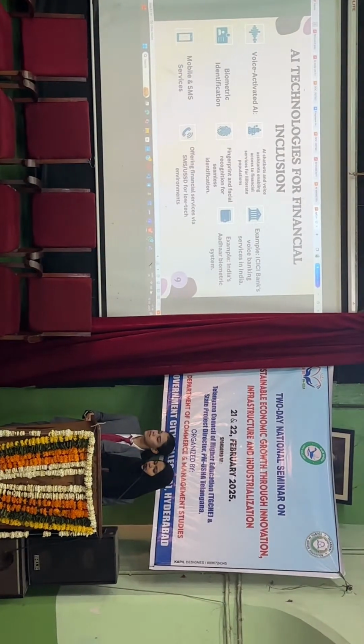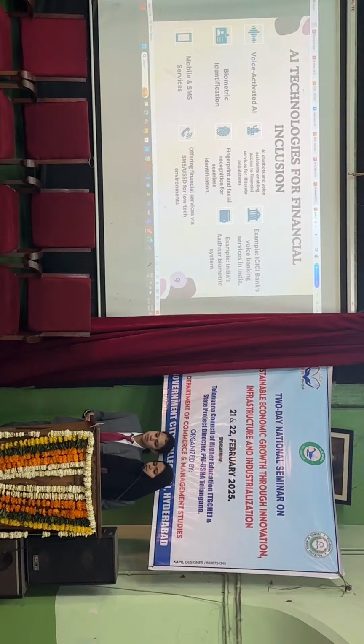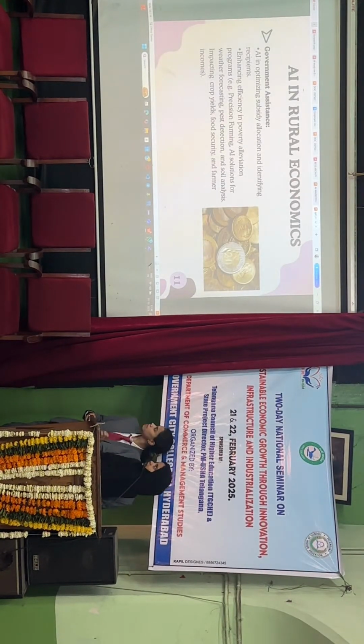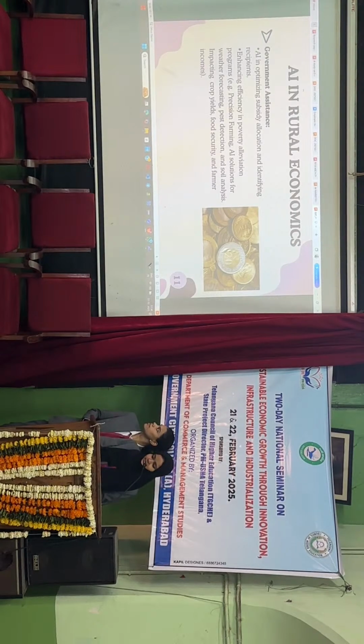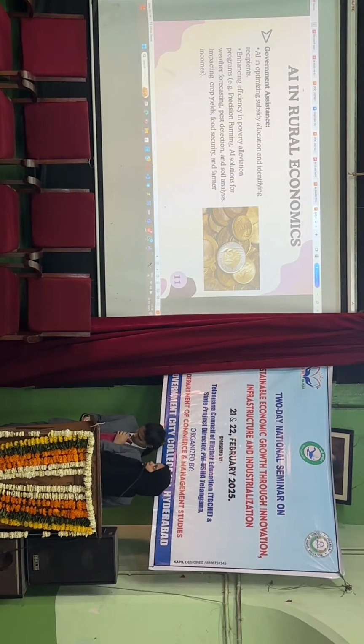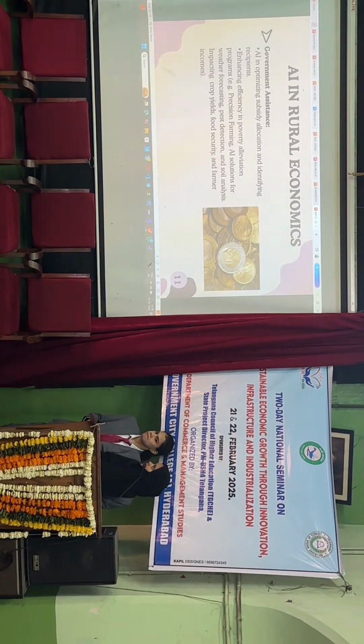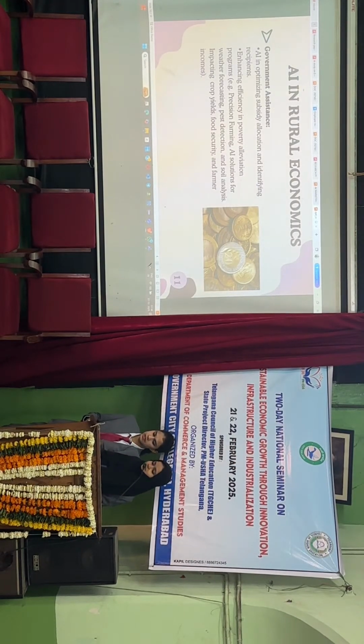AI in rural economics. How AI is helpful in rural economics, like government assistance. AI is helpful in subsidy allocation and identifying, it enhances efficiency in poverty elevation programs, like precision farming, AI solutions for weather forecasting, pest detection, soil analysis, and etc.